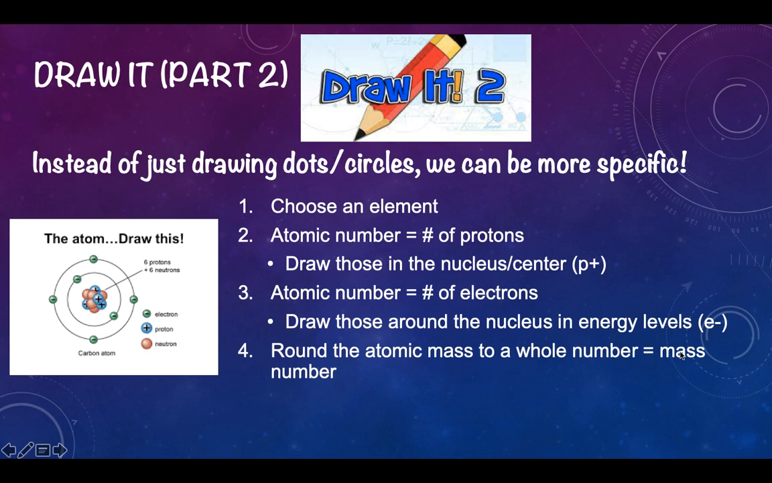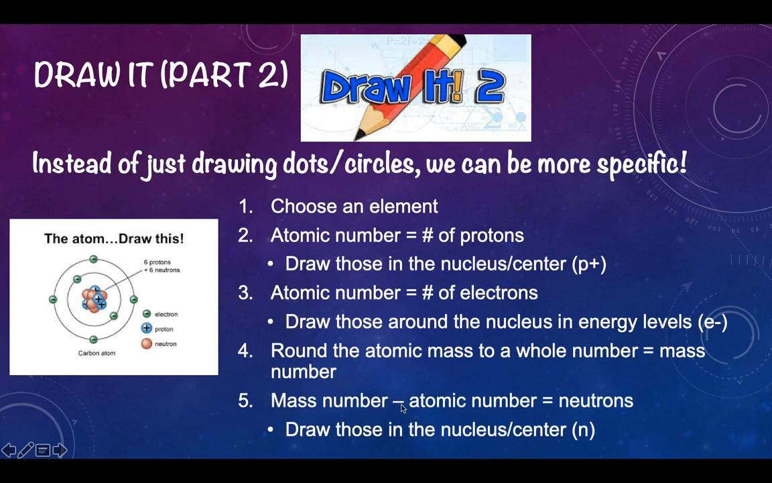For now, just know that the mass number minus the atomic number, which remember, atomic number is the same as the protons. So really, mass number minus protons equals the neutrons. And we're going to put those in the center just with an N. So the protons will show as a P+, the electrons will show as E negative flying around the outside, and the neutrons will put as an N in that nucleus with the protons.